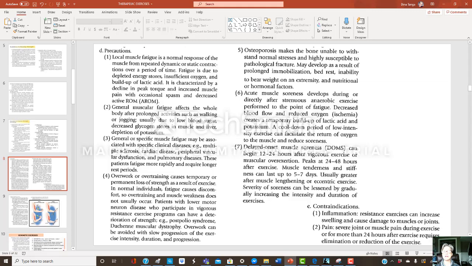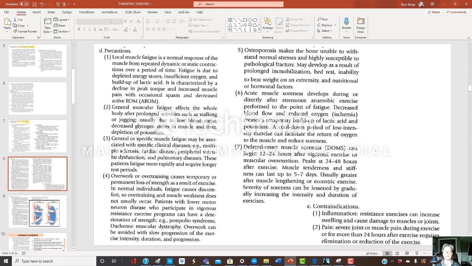Osteoporosis makes the bone unable to withstand normal stresses and highly susceptible to pathological fracture. They develop as a result of prolonged immobilization, bed rest, inability to bear weight on the extremity, and nutritional and hormonal factors.